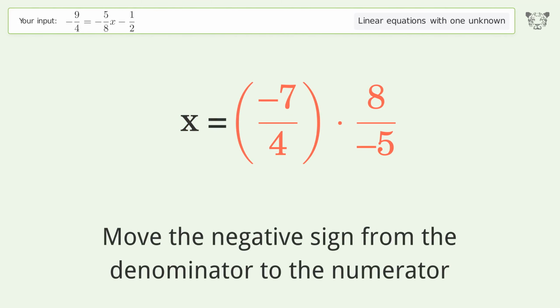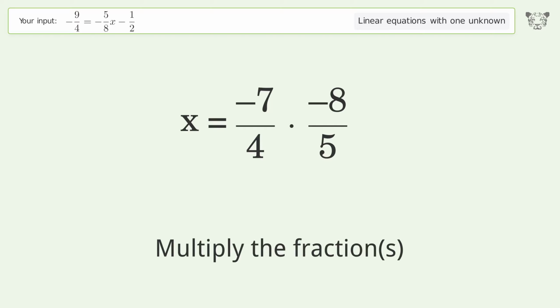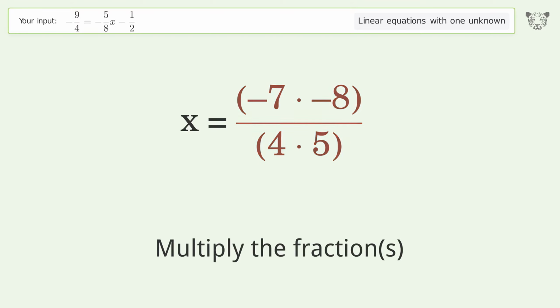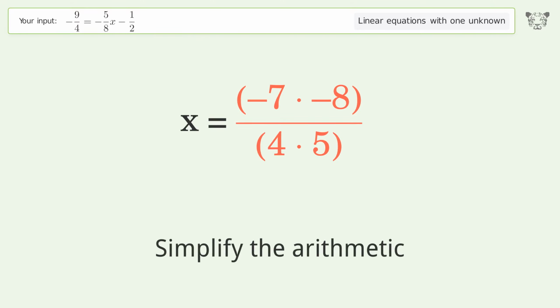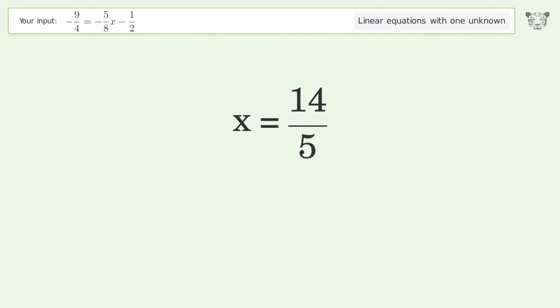Move the negative sign from the denominator to the numerator. Multiply the fractions. Simplify the arithmetic. And so the final result is x equals 14 over 5.